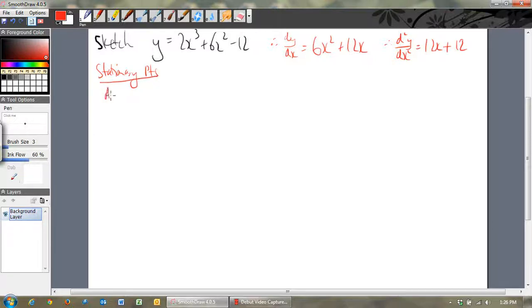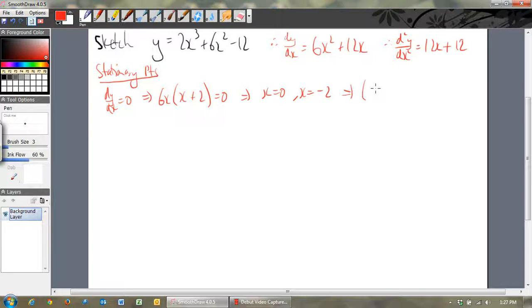Now, to find our stationary points, so we want stationary points. And how do we find our stationary points? Well, that's when dy by dx is equal to 0. And so therefore we get when this is equal to 0 here. I'll just factorize it in one go. So therefore, when 6x times x plus 2 is equal to 0, we'll get when x is equal to 0 and when x is equal to negative 2, they will be our stationary points.